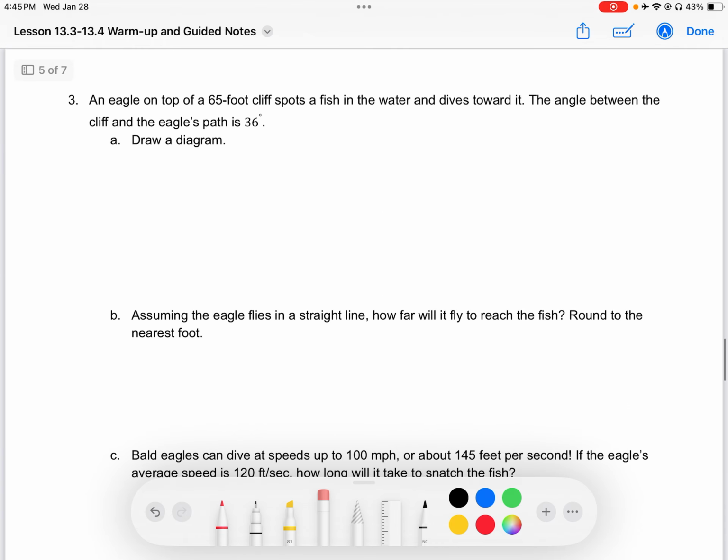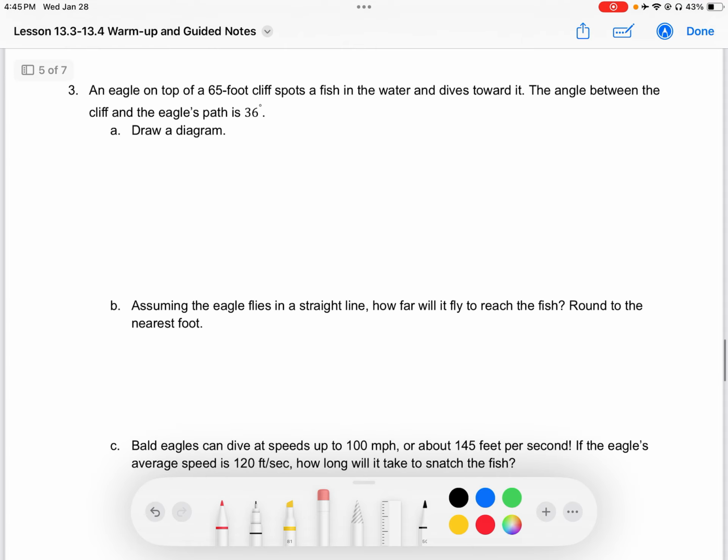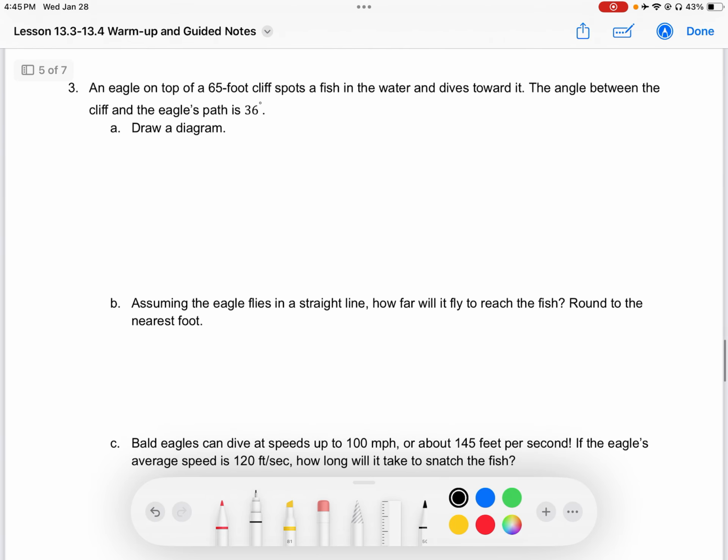Okay, so let's try this problem. First thing you always want to do is draw a diagram and then figure things out as you go along. An eagle on top of a 65-foot cliff spots a fish in the water and dives toward it. The angle between the cliff and the eagle's path is 36 degrees. You'll notice this does not say angle of elevation or angle of depression. That's because it's the angle between the cliff, and the cliff is probably vertical. We're going to assume that it's vertical. So here's our 65-foot cliff.